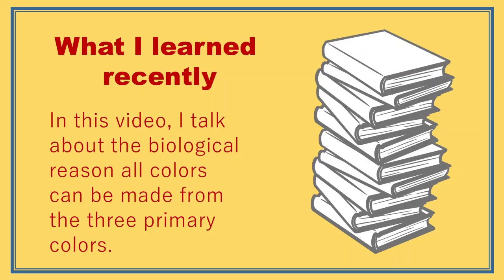There are three types of cone cells. L cones, which mainly detect reddish light with longer wavelengths. M cones, which respond to yellowish to greenish light with medium wavelengths. S cones, which are good at detecting bluish light with short wavelengths.